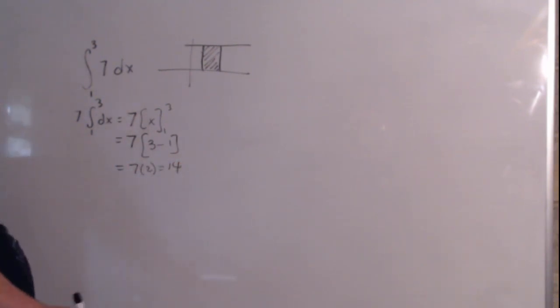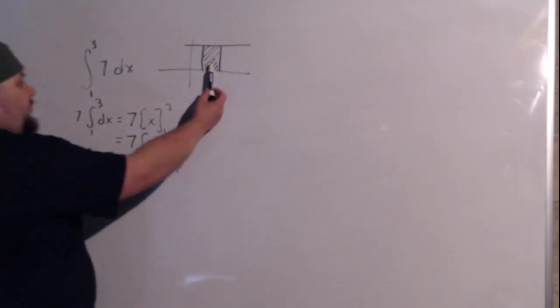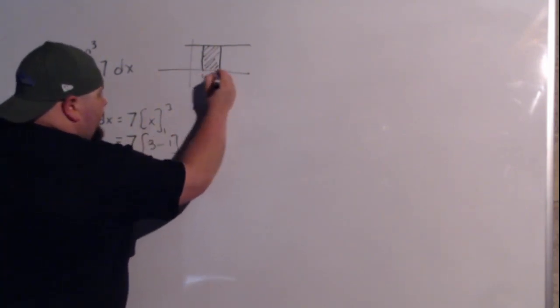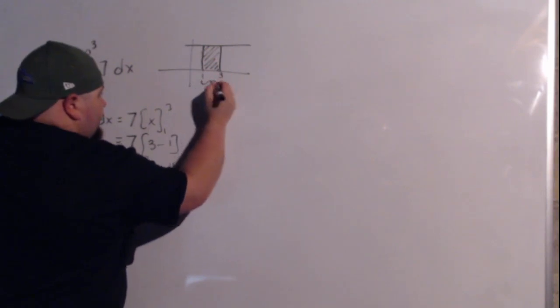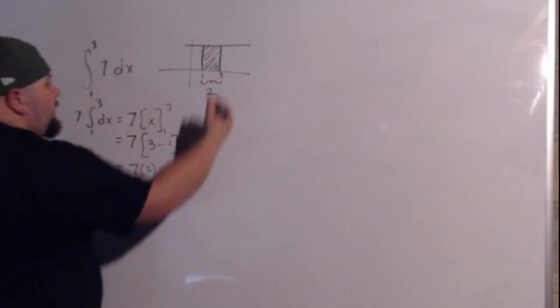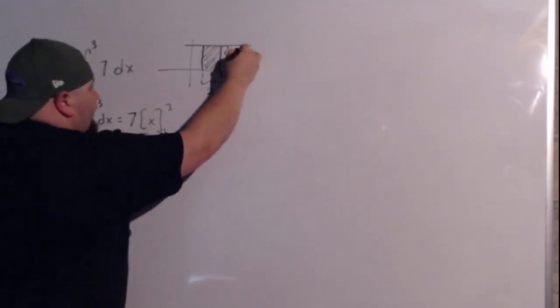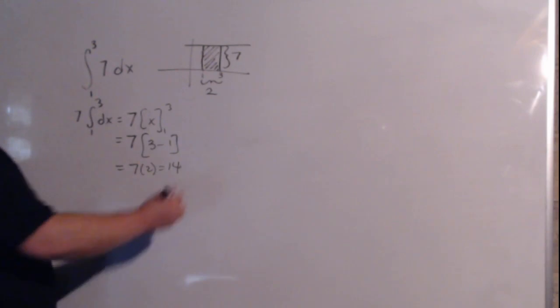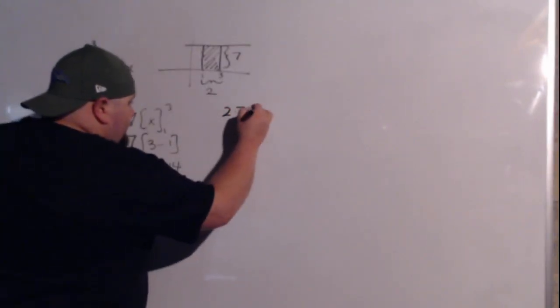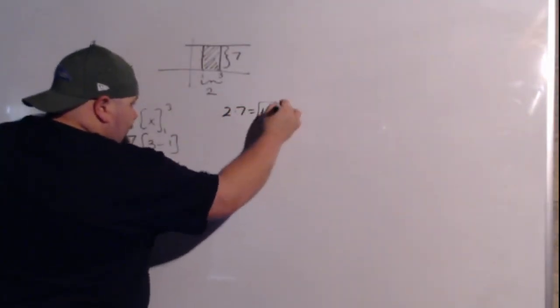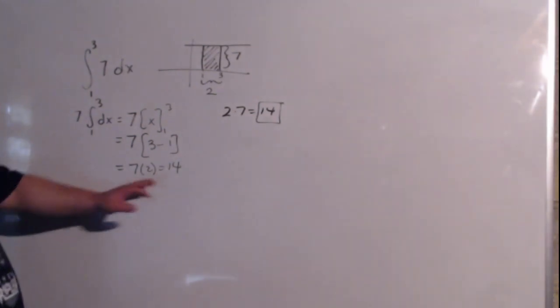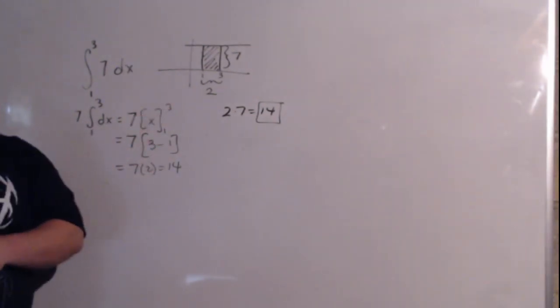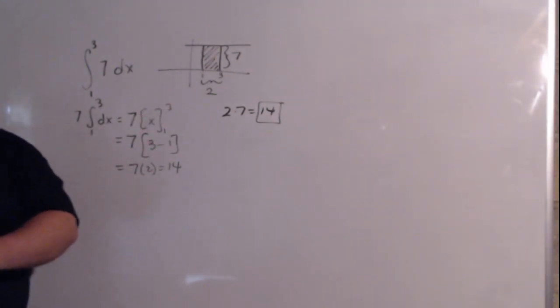Well, how else might we do that? So as I said, we could do it by the shape, right? If this is 1 to 3, well then this distance has to be 2, and the height has to be the height of the function, which is 7. And we know that the area of that little rectangle is, yet again, 2 times 7. Okay? So we can do it both ways and get it very easily.